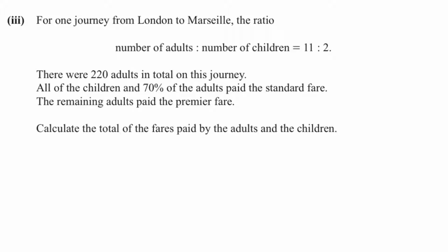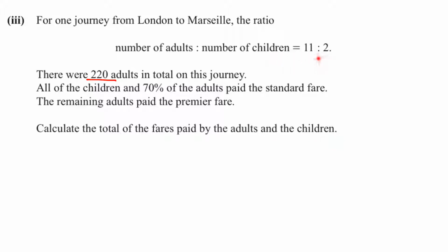Part 3. For one journey from London to Marseille, the ratio number of adults to number of children is 11:2. There were 220 adults in total on this journey. All of the children and 70% of the adults paid the standard fare, and the remaining adults paid the premium fare. Calculate the total of the fares paid by the adults and the children.